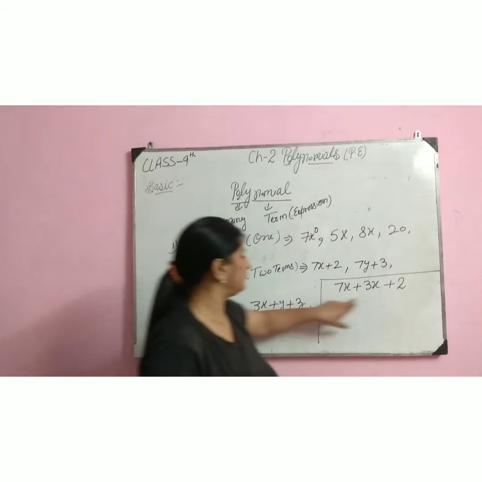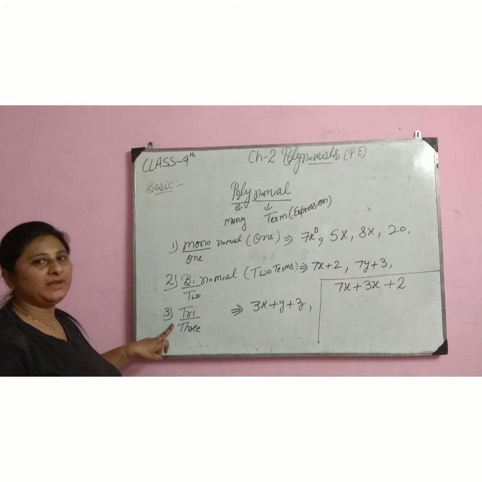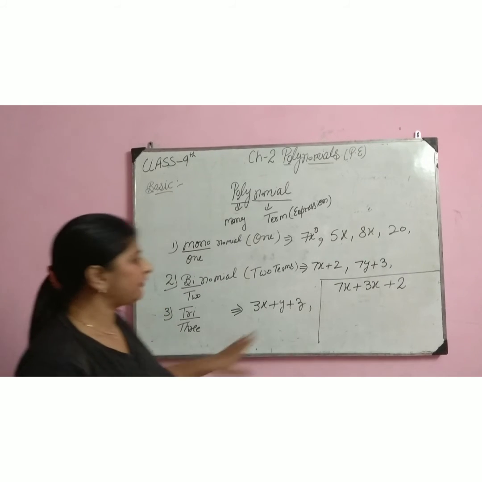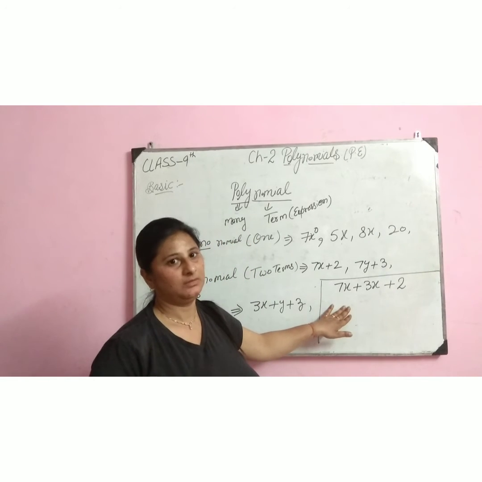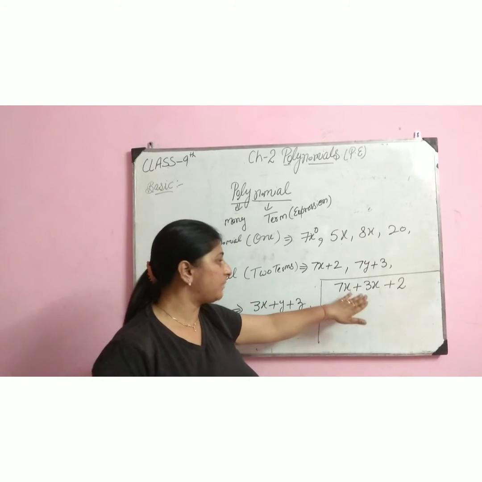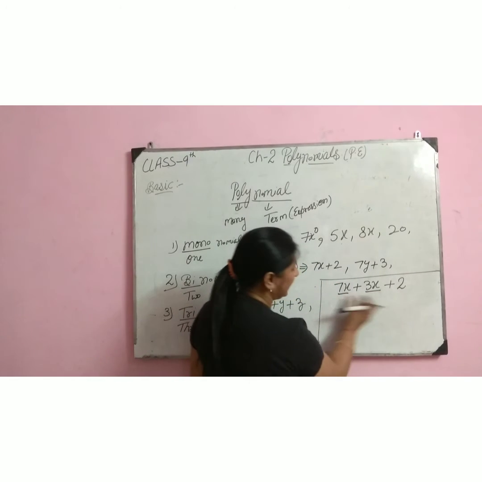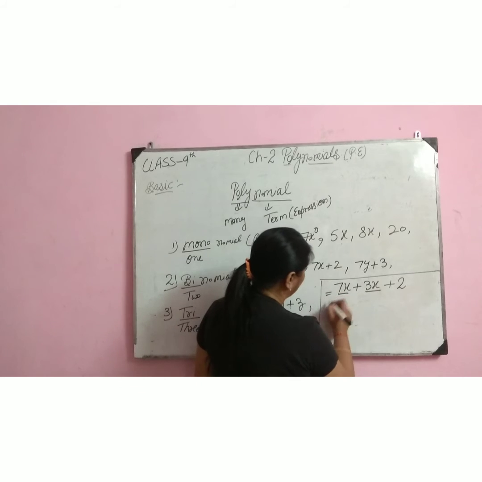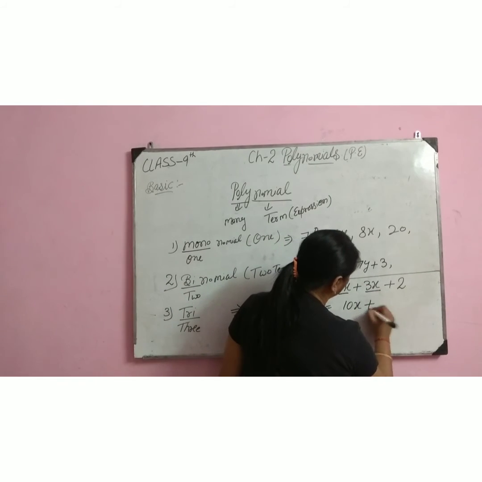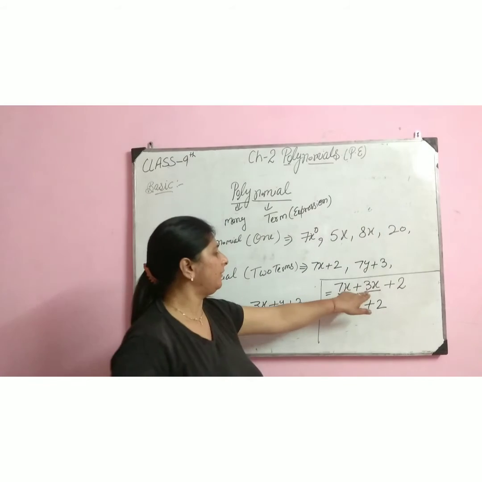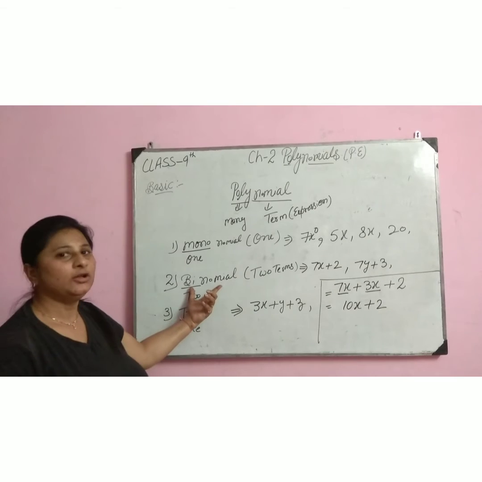What is the term of this number? It is monomial, binomial or trinomial. Some students say, ma'am, it's trinomial. But it is wrong. It is not a trinomial, it is binomial. How? Both are like terms. 7x and 3x are like terms. 7 plus 3 is 10, x as it is, plus 2. Now the 3 terms I convert into 2 terms, which means this expression is binomial.